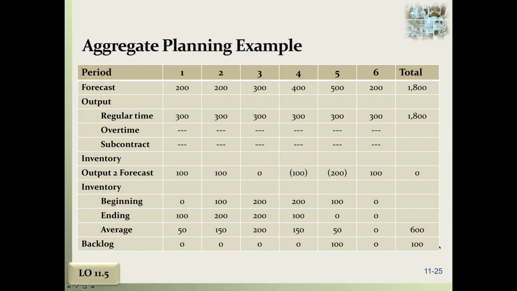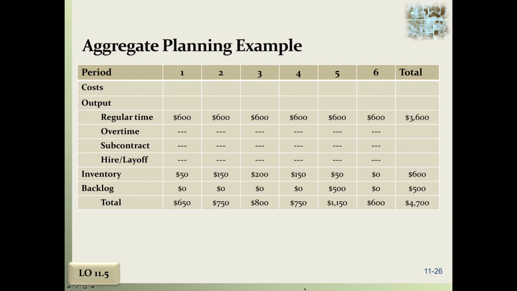Overall, my average inventory, adding it up, is 600, and my average backlog was 100. Now if I look at the costs, those carry over. So my regular time is 600, that's even, but then you have to count your inventory. How much did you get charged for inventory each month? None at the last month. And then your backlog, you didn't get charged until around period 5, and that's just a simple multiplication from the previous 2 slides earlier. And then you're just going to count your total. So this is your total cost.